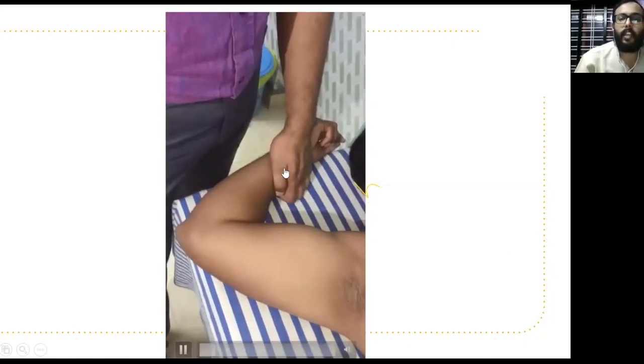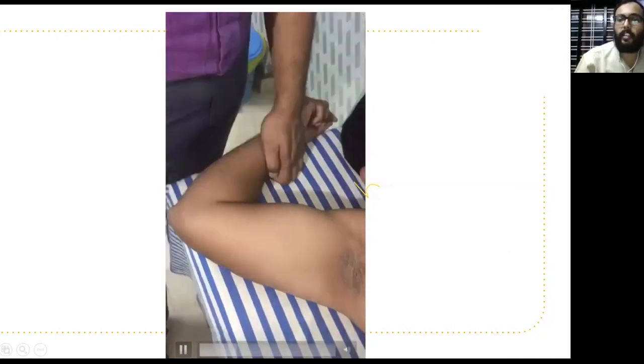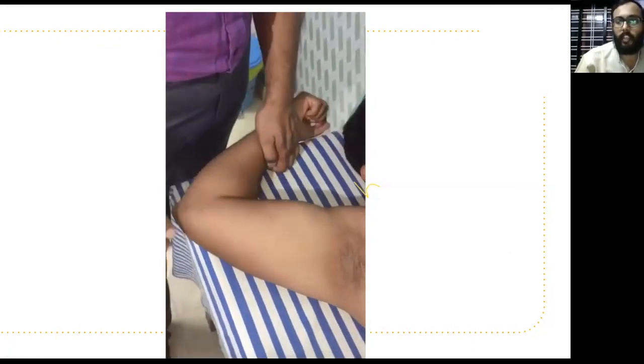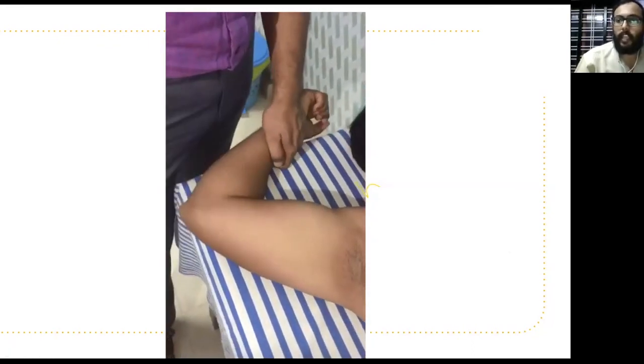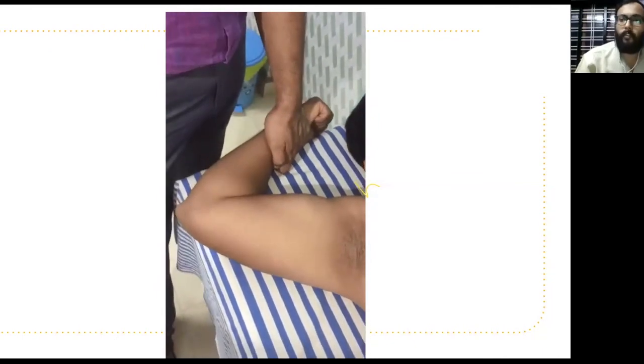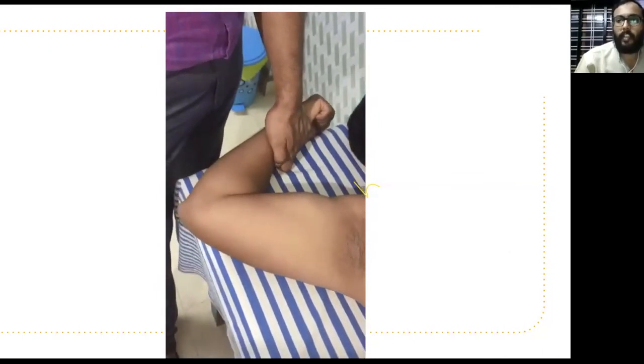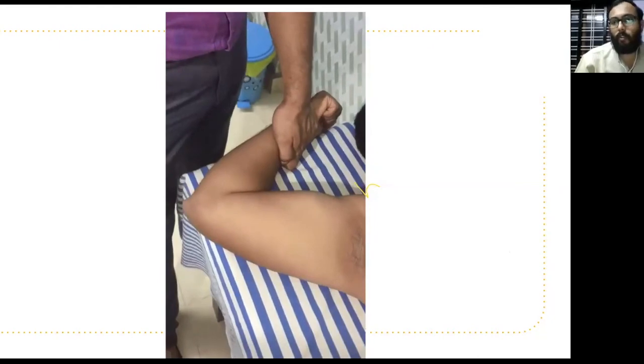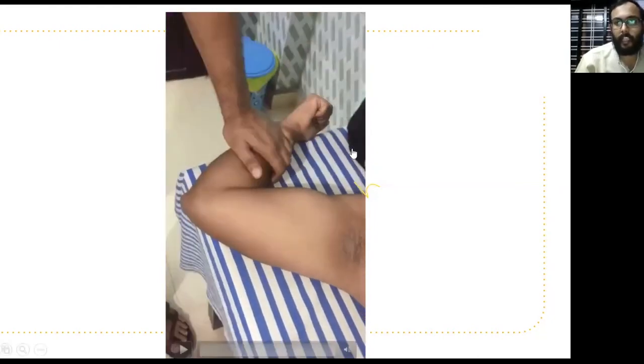In 120-degree abduction, ask the patient to flex the elbow against our resistance in supination, which gives pain over the anterior capsule, which is confirmative of SLAP tear from 12 o'clock to 3 o'clock. This is the clinical examination test.